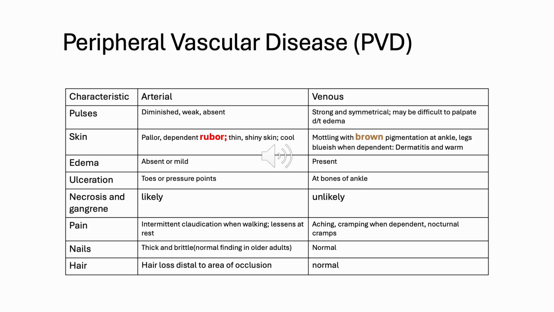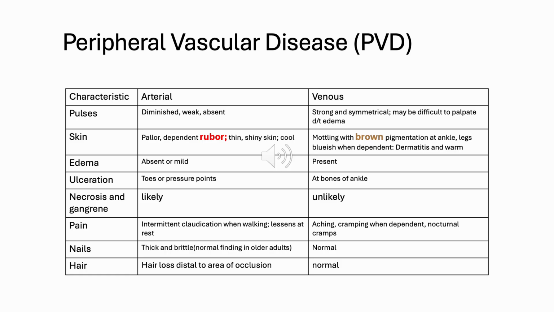And then when it comes to skin color, with arterial, their limb is going to be pale. When they put their legs down, they'll have rubor, meaning the legs will fill up with a bright red color. And the skin is going to be thin, shiny, with little hair. Whereas with venous peripheral vascular disease, they'll have brown pigmentation at the ankles, and the leg will be warm. Whereas the skin in arterial vascular disease could be cool.